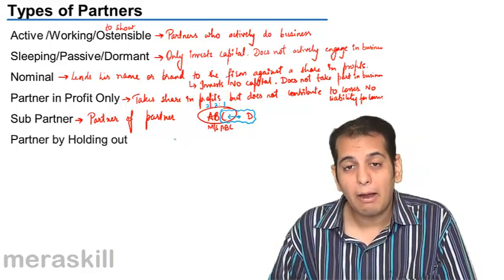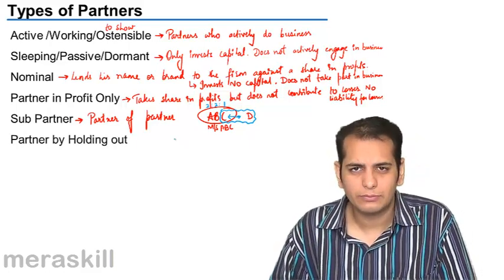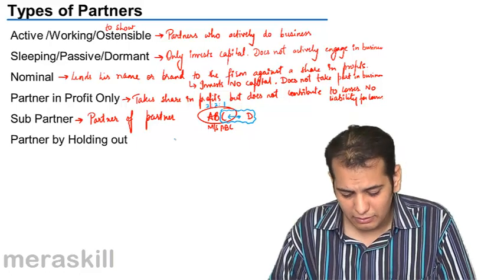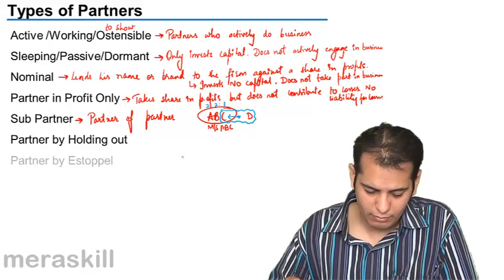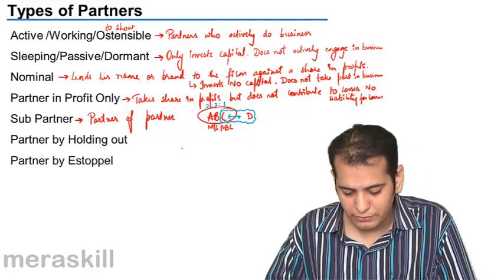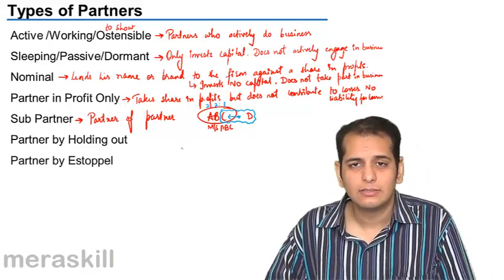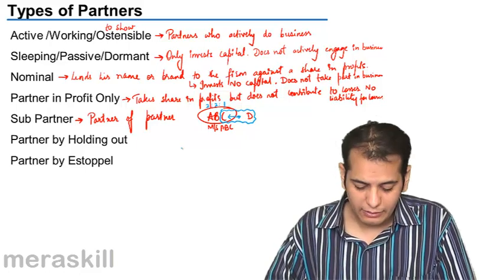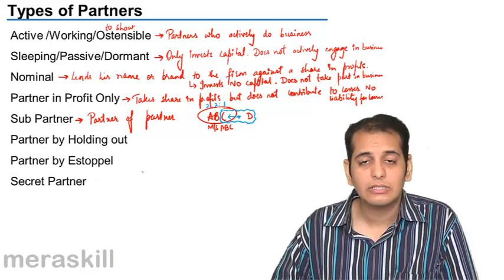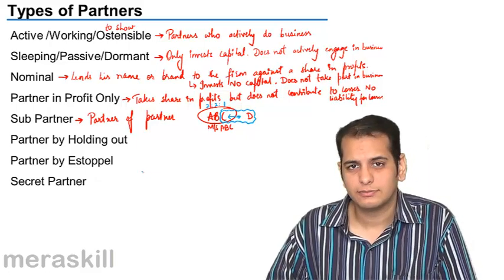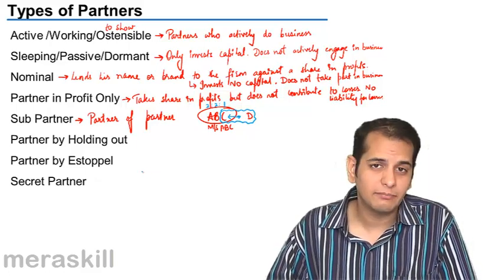Next is partner by holding out. Now we'll discuss partner by holding out in detail in our next slide. This is partner by stopping. So both these topics will be done in detail in the next slide. Then there is secret partner. Now what is this secret partner?